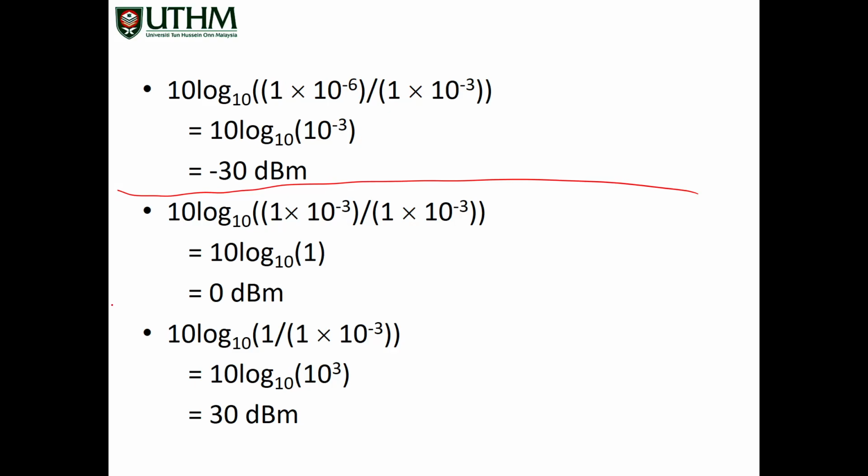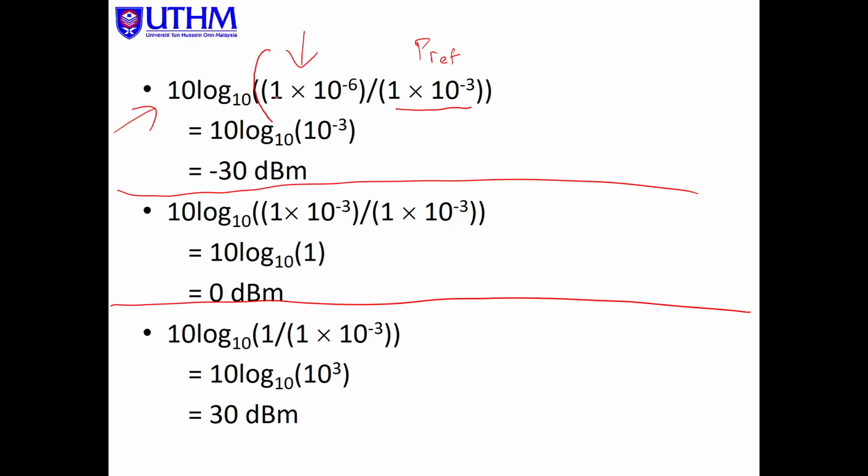Okay, so convert 1 micro, 1 milli, and 1 watt. So the first question here, 10 log 1 micro, this is 1 microwatt, divide with the power reference 1 milli, because we want to change into dBm. That's why we divide with 1 milli. So 10 log 1 micro divided by 1 milli, so it is 10 log 1 milli, so it is negative 30 dBm. Remember, first of all, you need to solve the value inside the bracket. Barulah you buat, and then you do the logarithmic process.